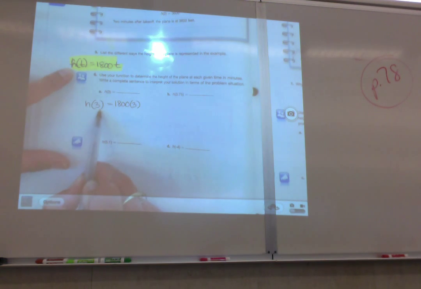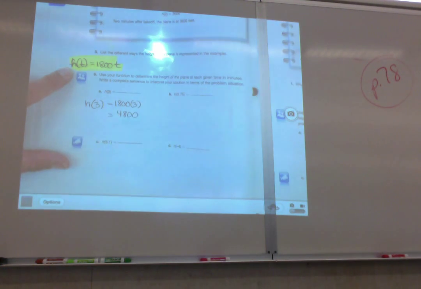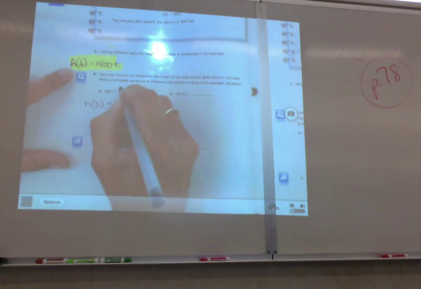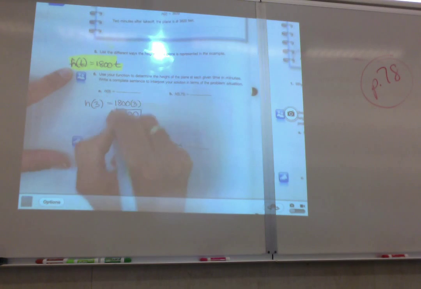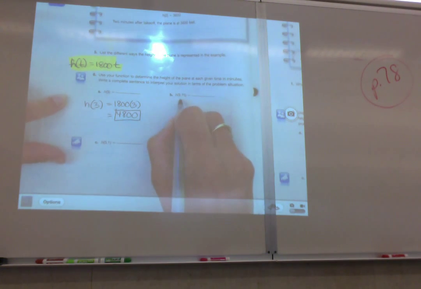On this side, 1800 times 3, and we've actually done that one already, yes? What is that when we multiply? 5400. That's going to be the answer that they're looking for in this problem. B is where the calculator is going to come in handy.